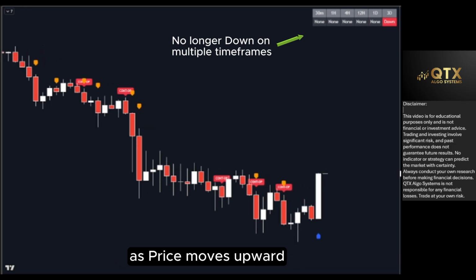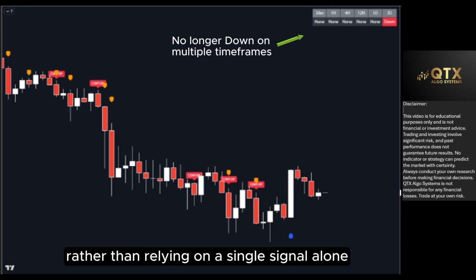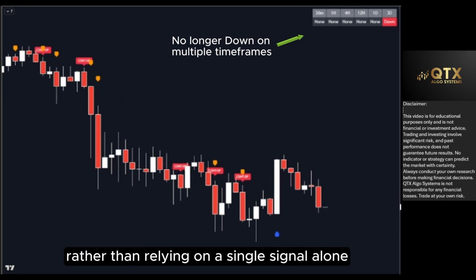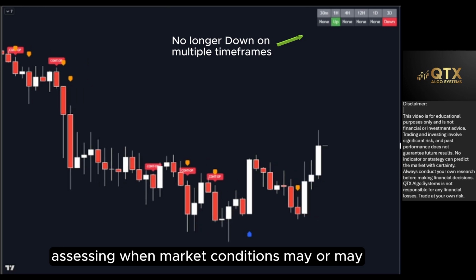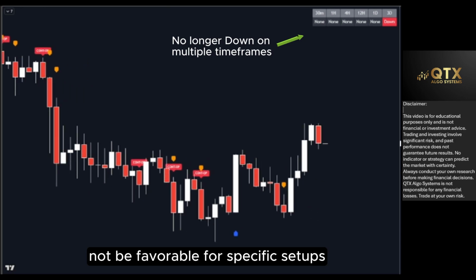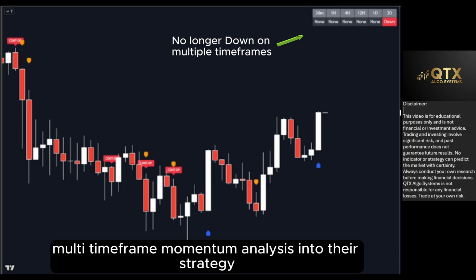As price moves upward, it highlights the importance of analyzing confirmation factors rather than relying on a single signal alone. Momentum-based indicators can assist in assessing when market conditions may or may not be favorable for specific setups. This demonstrates how traders can incorporate multi-timeframe momentum analysis into their strategy.